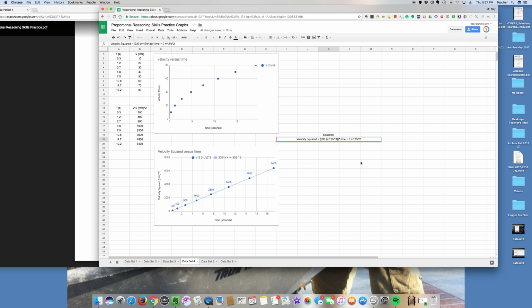And looks like I'm done. There we go. I don't know how I'd make sense of my slope and intercept, but at least I do have an equation for this line and for this curve. So that's kind of cool. All right. That would be data set 4. Hope that helps.